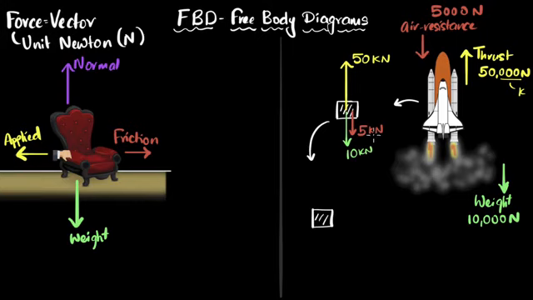I'm going to add these two forces because they're in the same direction. 10 plus 5 is 15. So I get a total of 15 kilonewtons acting downwards now. And I have that 50 kilonewtons acting upwards.